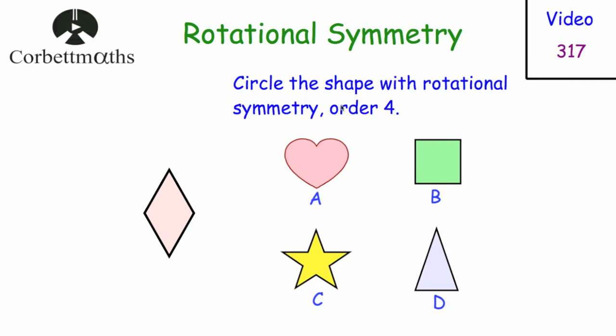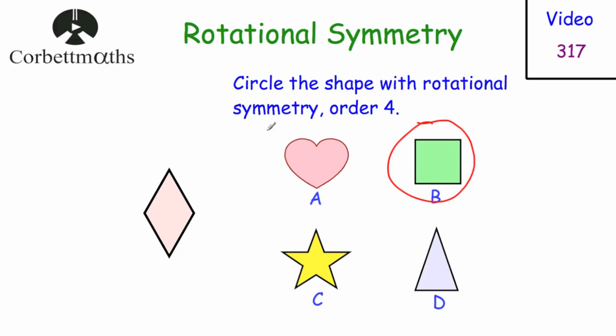Now our question says, circle the shape which has rotational symmetry order 4. We've got a heart, which would have order 1, it would only have its final position. We've got a square, as you turn that through a full circle, it lands on itself 4 times, so that will be the shape which has order of rotational symmetry 4. This 5-pointed star would have order of rotational symmetry 5. And this isosceles triangle would only have order 1. As you turn it around for a full circle, it would only land on itself once.